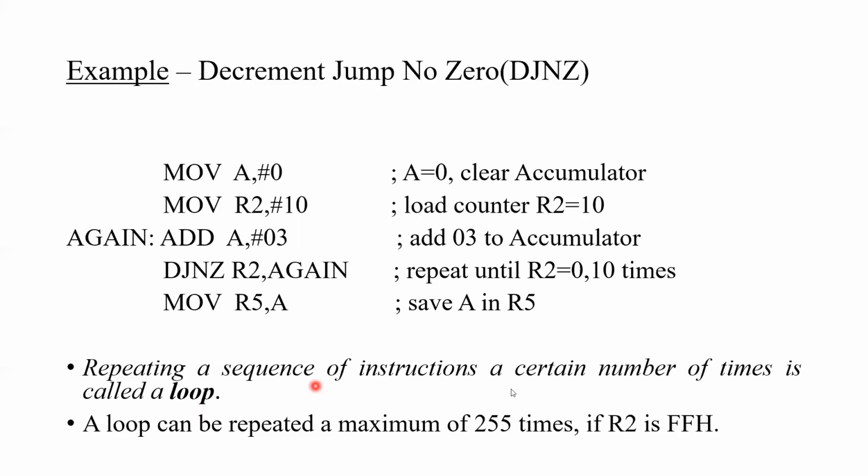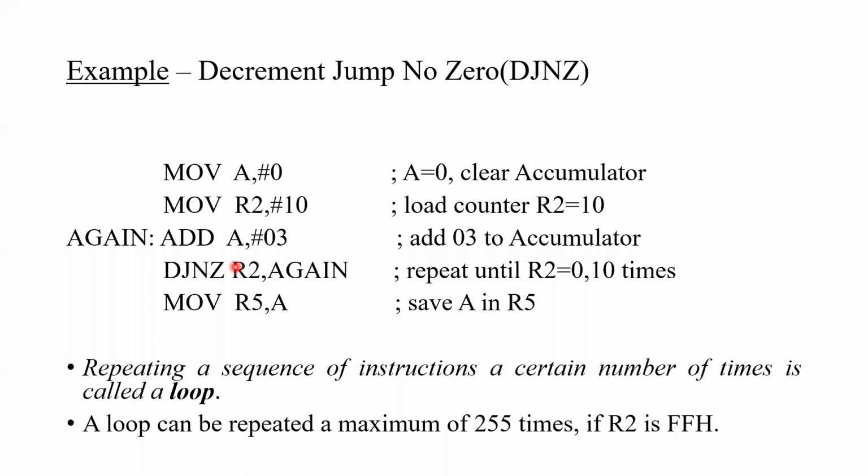Repeating a sequence of instructions. If you see the sequence of instructions, what are the instructions we have? Add A comma #03 and this one. These two instructions are executed how many times here? Since the R2 value is set as 10, this set of instructions is executed 10 times, and this we call a loop. Repeating a sequence of instructions a certain number of times is called a loop.